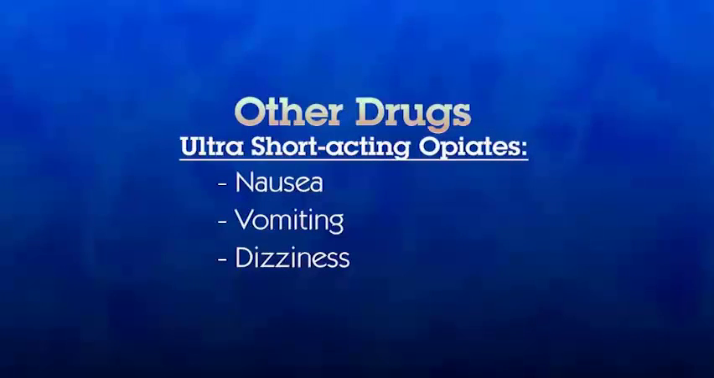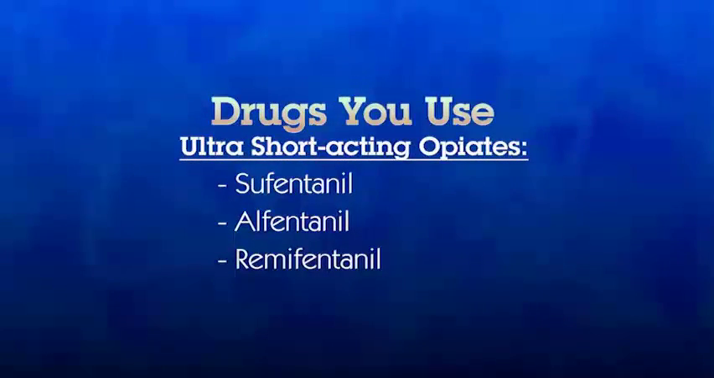There is another class of opiates called ultra-short-acting opiates, which one would theorize would be even better than fentanyl. The problem with the ultra-short opiates is that they have more common side effects like nausea, vomiting, and dizziness. And in most situations, for patients who need to go home, that is not ideal. They include sufentanil, alfentanil, remifentanil, and lofentanil. They have their uses, but mostly for anesthetic purposes.